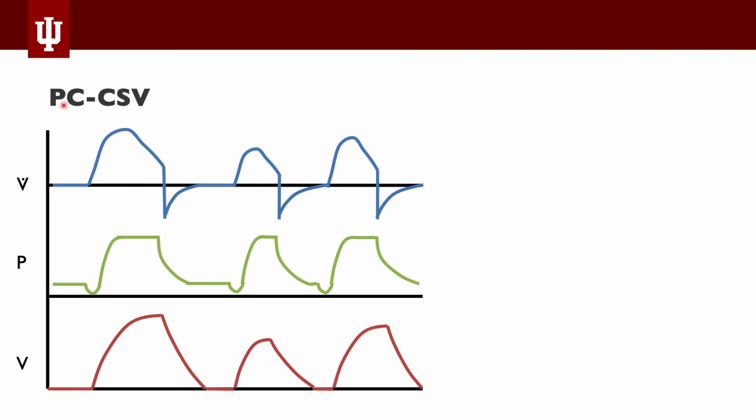Next, we have spontaneous mode. So we have pressure controlled continuous spontaneous ventilation. And notice the flow pattern is a lot different than what we had before. So the patient is actually generating all of the flow. The ventilator is basically giving a certain amount of pressure support, and every breath is initiated by the patient.